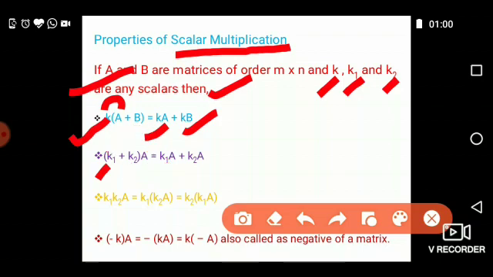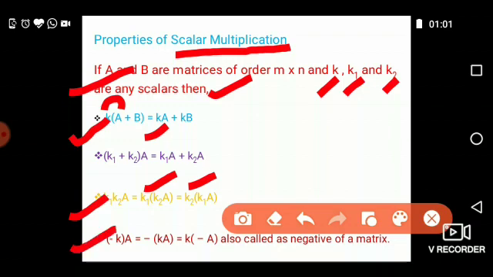Similarly, K1 into K2 into matrix A can be represented by K1K2A, or this is equal to K2 into K1A. These are very elementary properties of scalar multiplication of a matrix. Finally, any real number can be multiplied to the given matrix, and that can be given by minus of K into A or K into minus of A. This is also called the negative of matrix A.